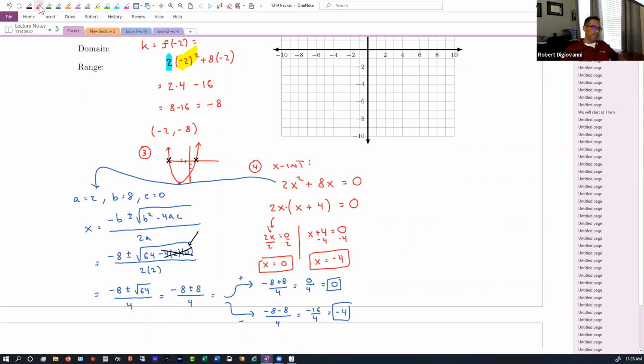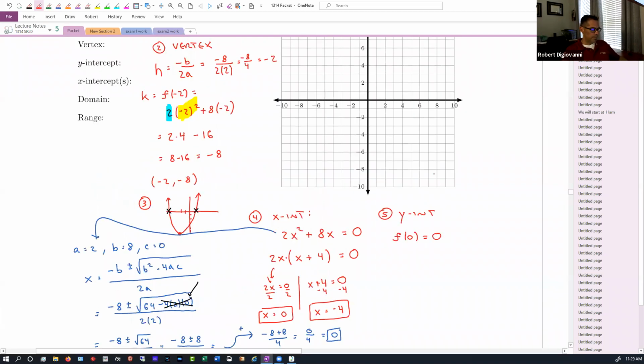Okay, what's next? Y-intercept, right? So step 5, we get the y-intercept. Here we just plug 0 into the function. And if you do that, you'll notice you'll just get 0 because it just kills everything off. So now we're ready to put this all together on a picture.